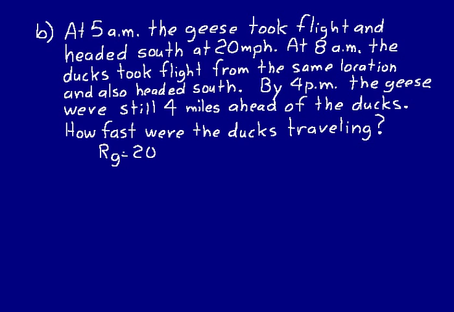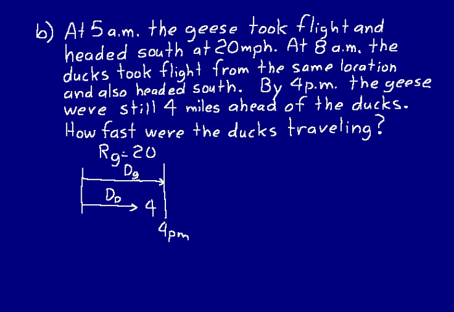So we can start a diagram. We know that the geese are traveling a certain distance. The ducks are also traveling a certain distance. And then by 4 p.m., the geese were still 4 miles ahead of the ducks. So at this particular time, at 4 p.m., the geese were still 4 miles ahead. So the distance that the geese had traveled was 4 miles more. So we could just put a 4 right here. And here's the distance the ducks had traveled, 4 miles less than the geese.